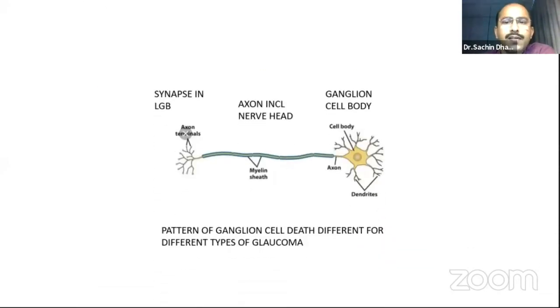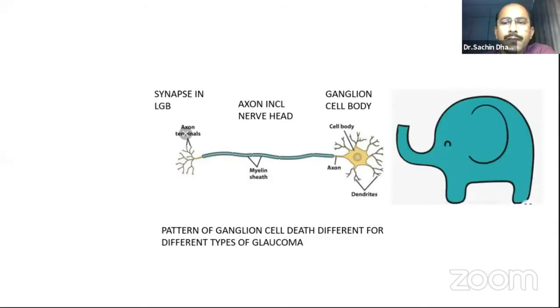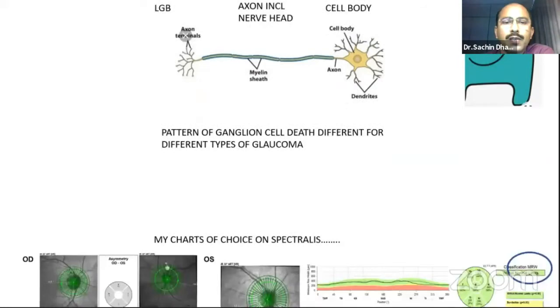So remember, this is the ganglion cell body, the tail, and the axon terminals. They are part of one neuron, so you can't see in isolation. This is like seeing the elephant only with the ear and the tail and not the head, if you don't see the ganglion cell layer at the time when you examine the RNFL or the rim. So always remember, see the entire neuron.